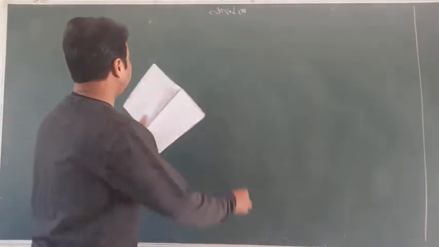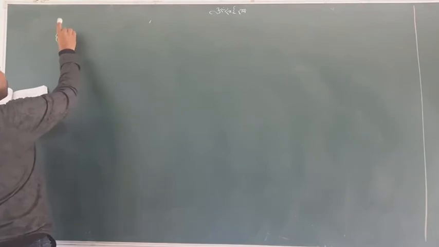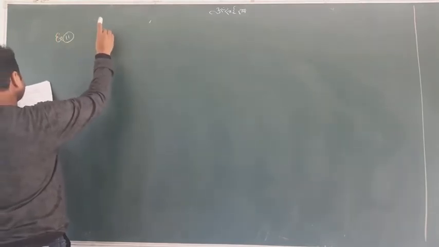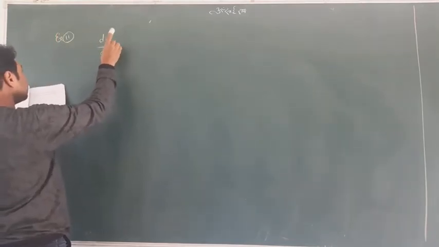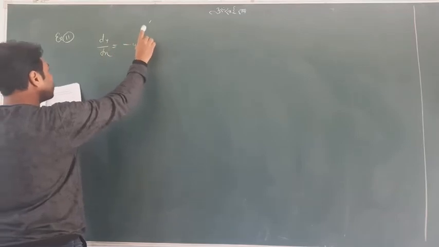Look at example number 11. Find the particular solution: dy by dx is equal to minus 4xy square.